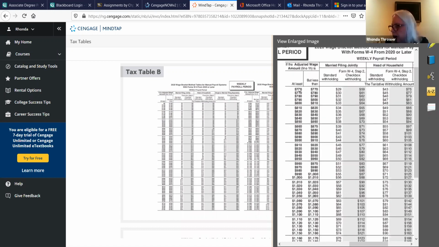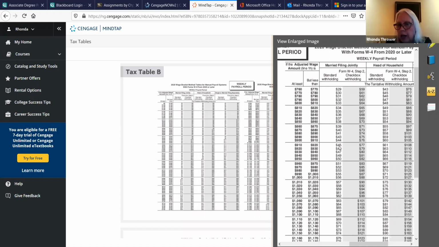It has to be at least $9.15. So the bracket that I need is from $9.10 to $9.20. This person is married, filing jointly, so it's $45 per week. That is being withheld in FIT.